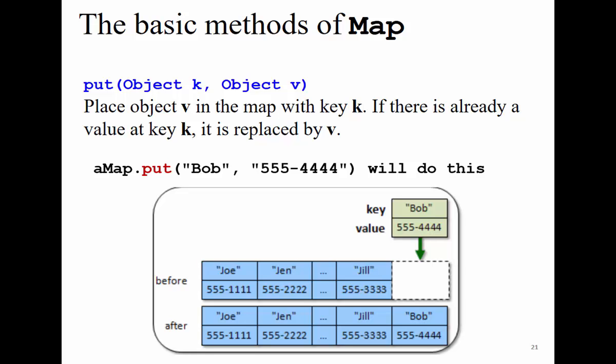Now, this is an example. You have a map.put, you give the key, and you give the value. The action is actually inserting this entry, one entry, inside your map. To insert one entry inside the map, you have to provide the key and the value.